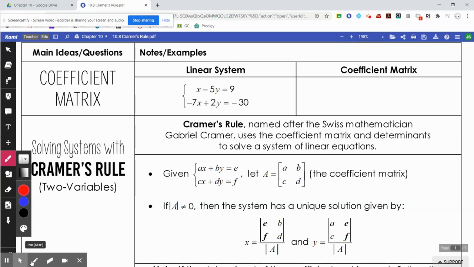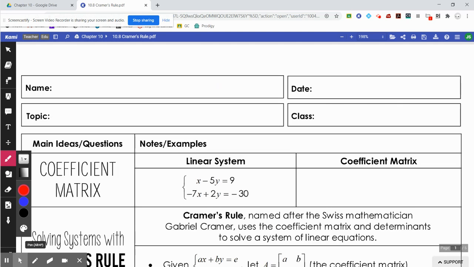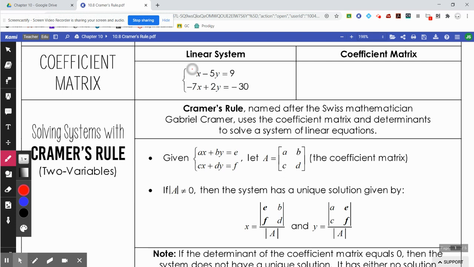Okay, in this lesson, we're going to talk about yet another way of solving a system of equations, and that is with Cramer's rule. Now, before we start Cramer's rule, we first need to talk about what a coefficient matrix is. Reminder that coefficients are the numbers in front of your x and y values.